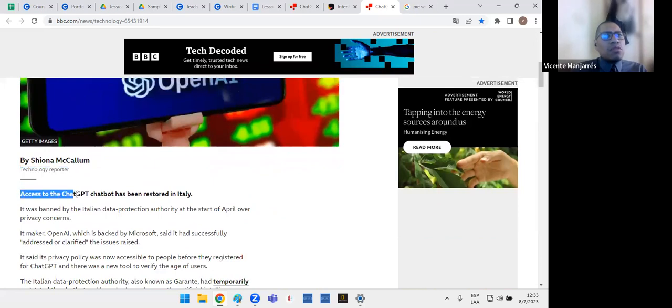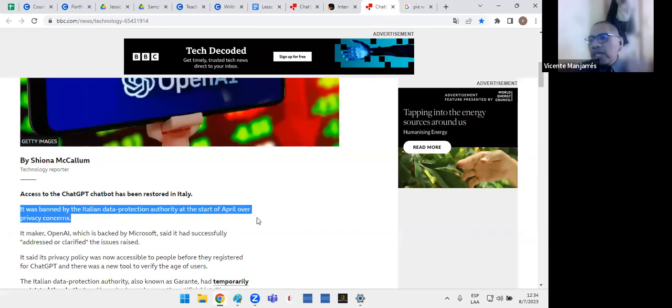Access to the ChatGPT chatbot has been restored in Italy. It was banned by the Italian Data Protection Authority at the start of April over privacy concerns. Just with those first few lines of the article, I think it's enough. You can start thinking, what is the purpose of the author when they wrote this? Use the Padlet to let me know your ideas. Take maybe a minute to think about it and then put it in the chat, okay?